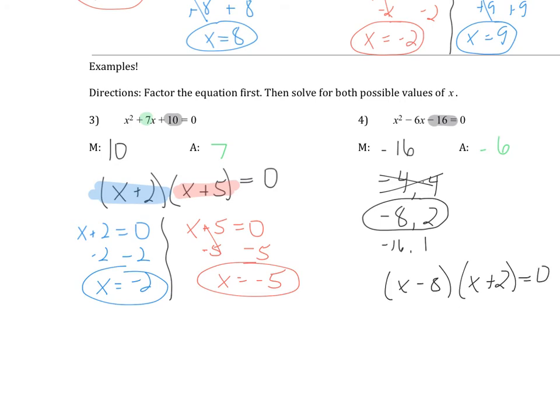And remember the new thing this objective is that we're setting it equal to 0. So this is an equation now. So once I have those two factors, I'm going to break them up and solve them each separately. So my first one is going to be x minus 8 equals 0. My other factor is going to be x plus 2 equals 0. And I'm going to solve them each separately to get my two answers. So my two answers for this would be x equals positive 8, and my other answer would be x is equal to negative 2.